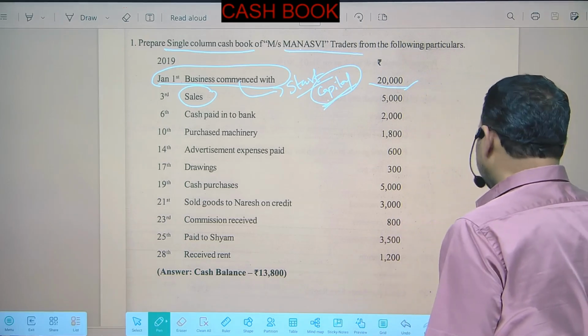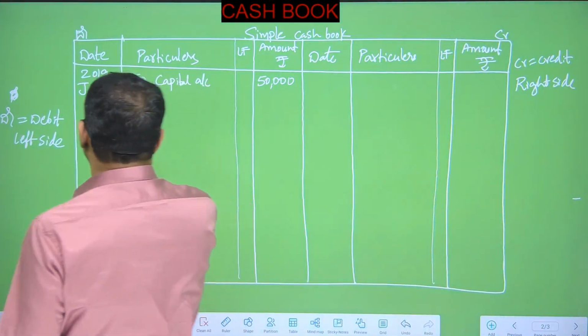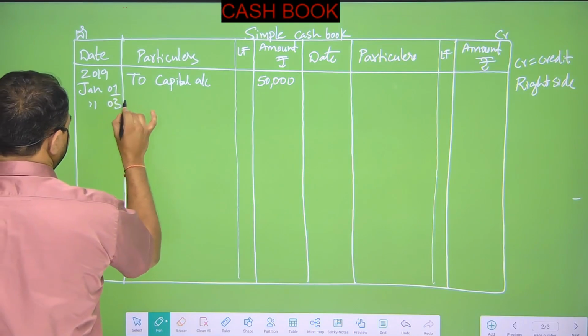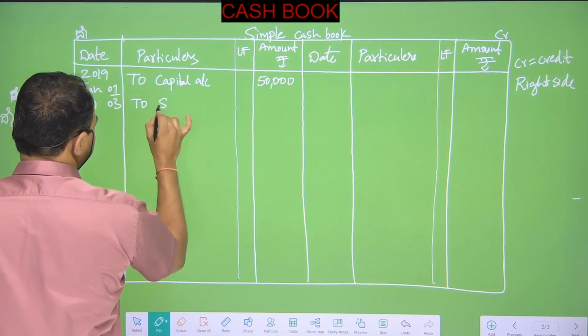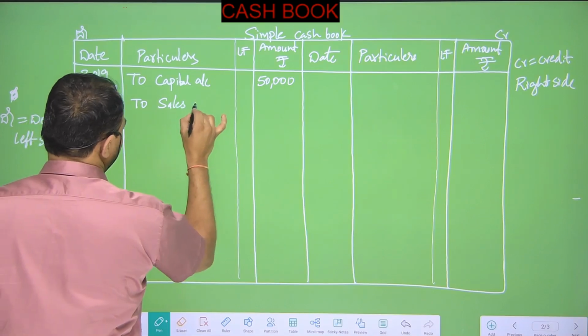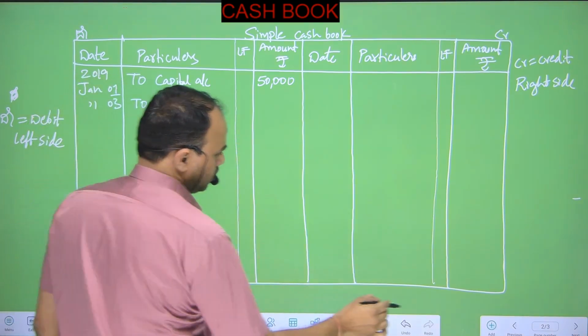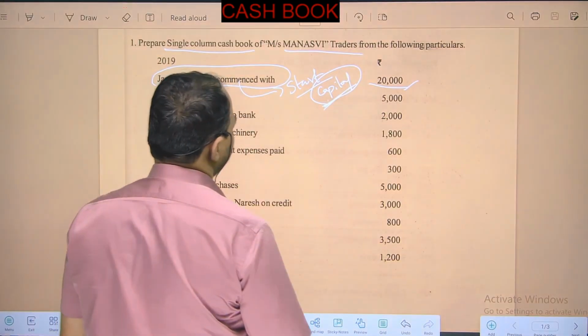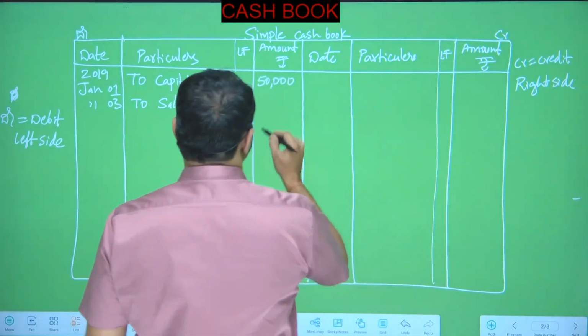So on debit side we have to write date 3. Why is cash coming into business? Because of sales. So write down here to sales account. And what is the amount? Amount 5,000. So write down here 5,000 rupees.